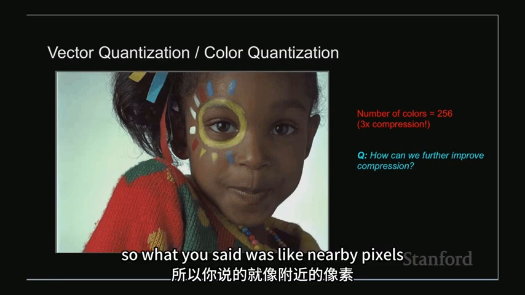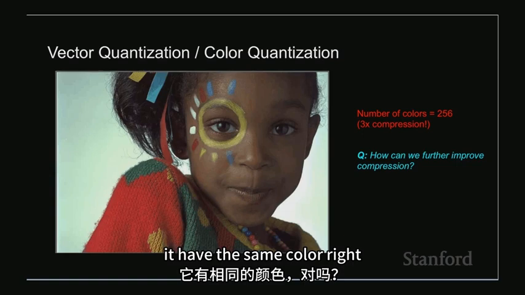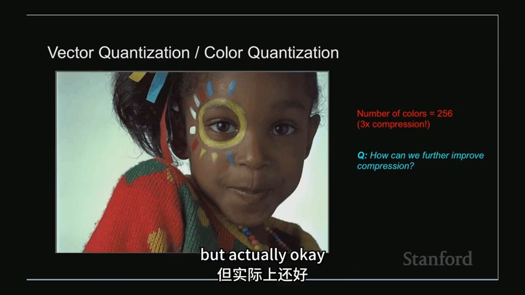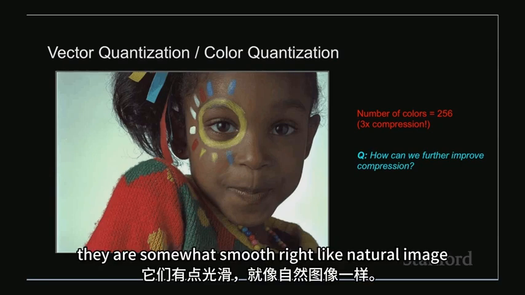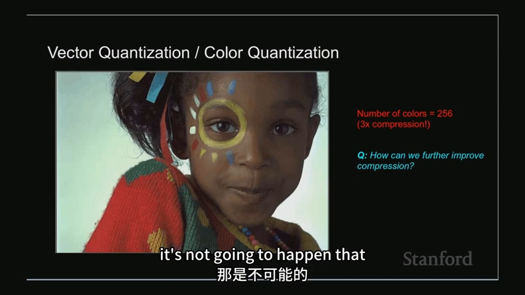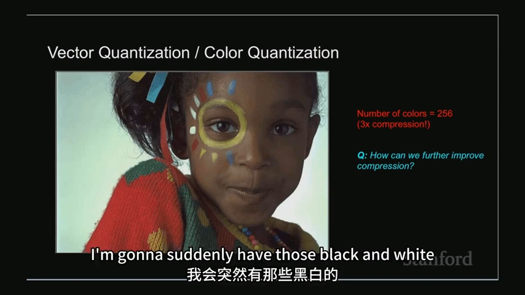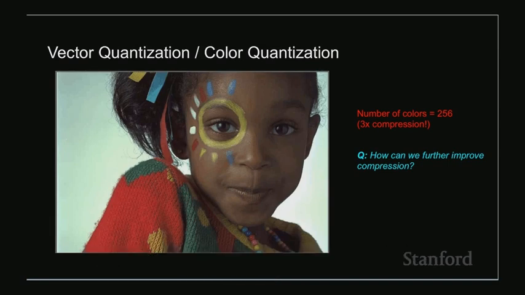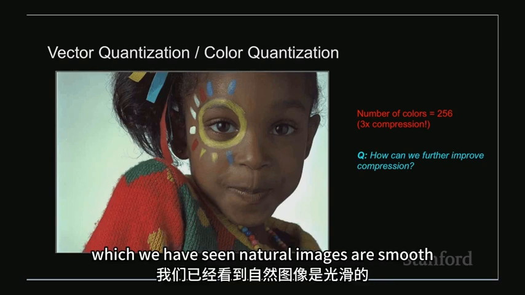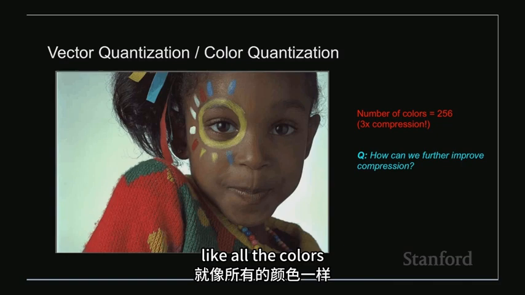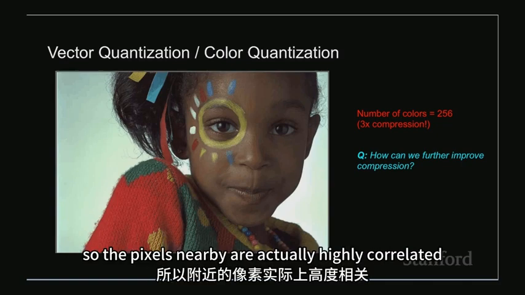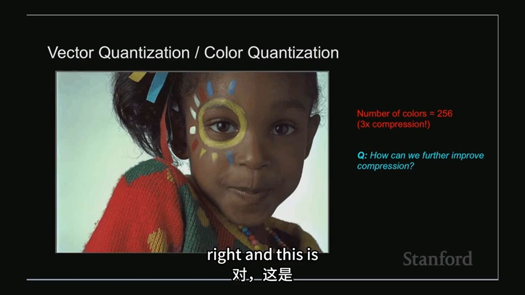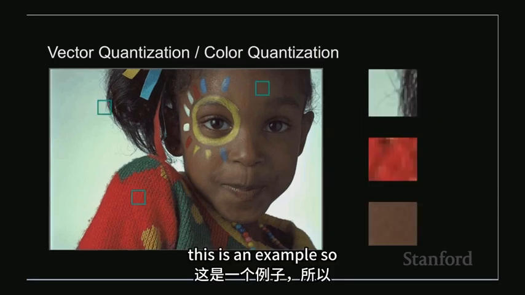So what you said was that nearby pixels have the same color, right? But actually, even if they don't have the same color, they are somewhat smooth. With natural images, it's not going to happen that I suddenly have those black and white noisy images which we have seen. Natural images are smooth, like the scene which we are seeing is smoothly changing, right? So the pixels nearby are actually highly correlated. And this is an example.